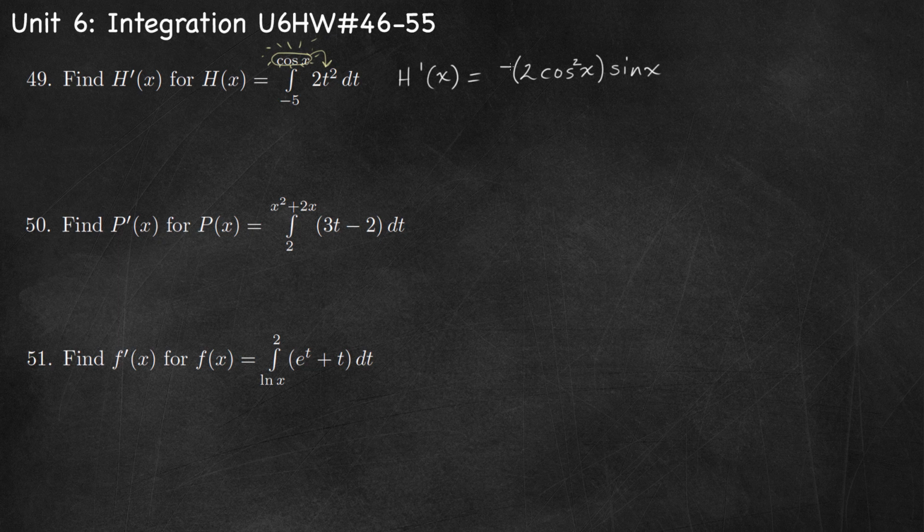I'll move the negative to the front. And then minus, now when I sub in the bottom and multiply by the derivative of the bottom, I'm just going to get 0. So just minus 0. We don't have to worry about that part. So we've got negative 2 cosine squared x sine x.